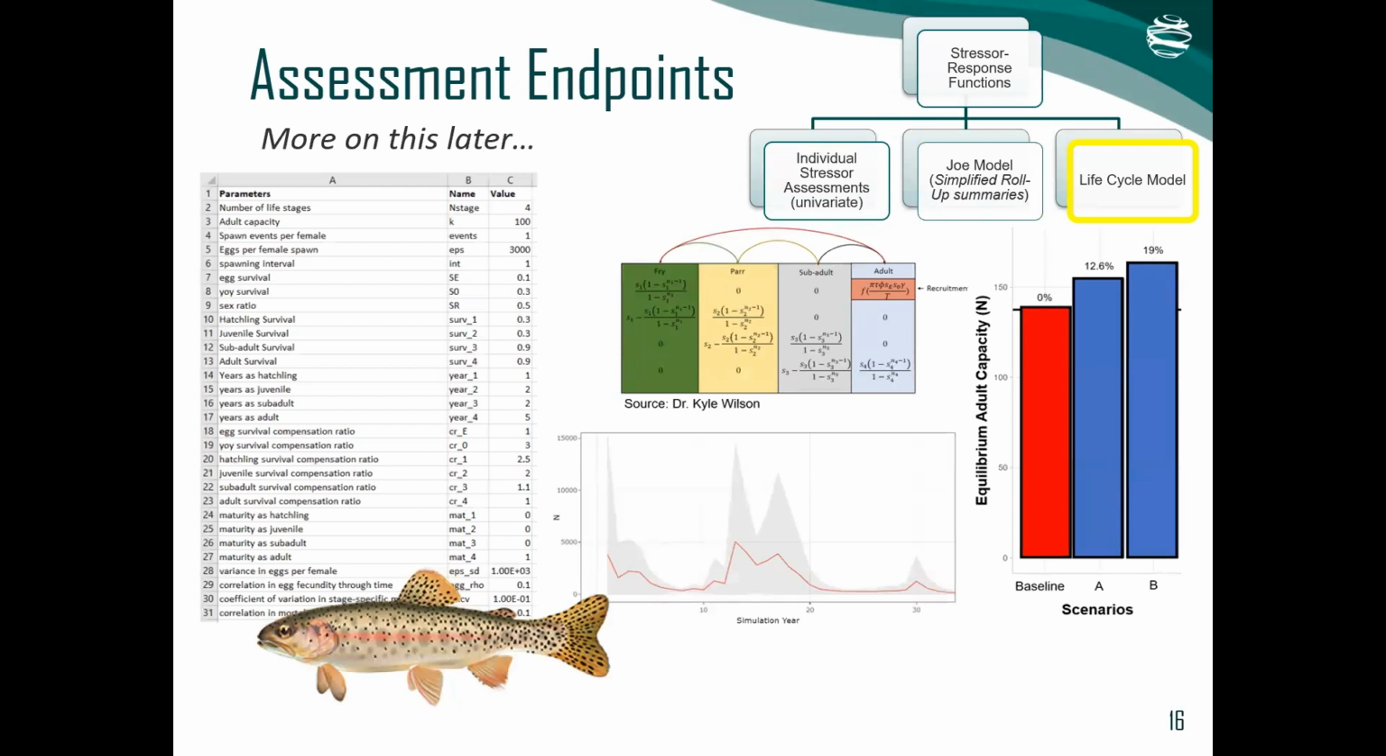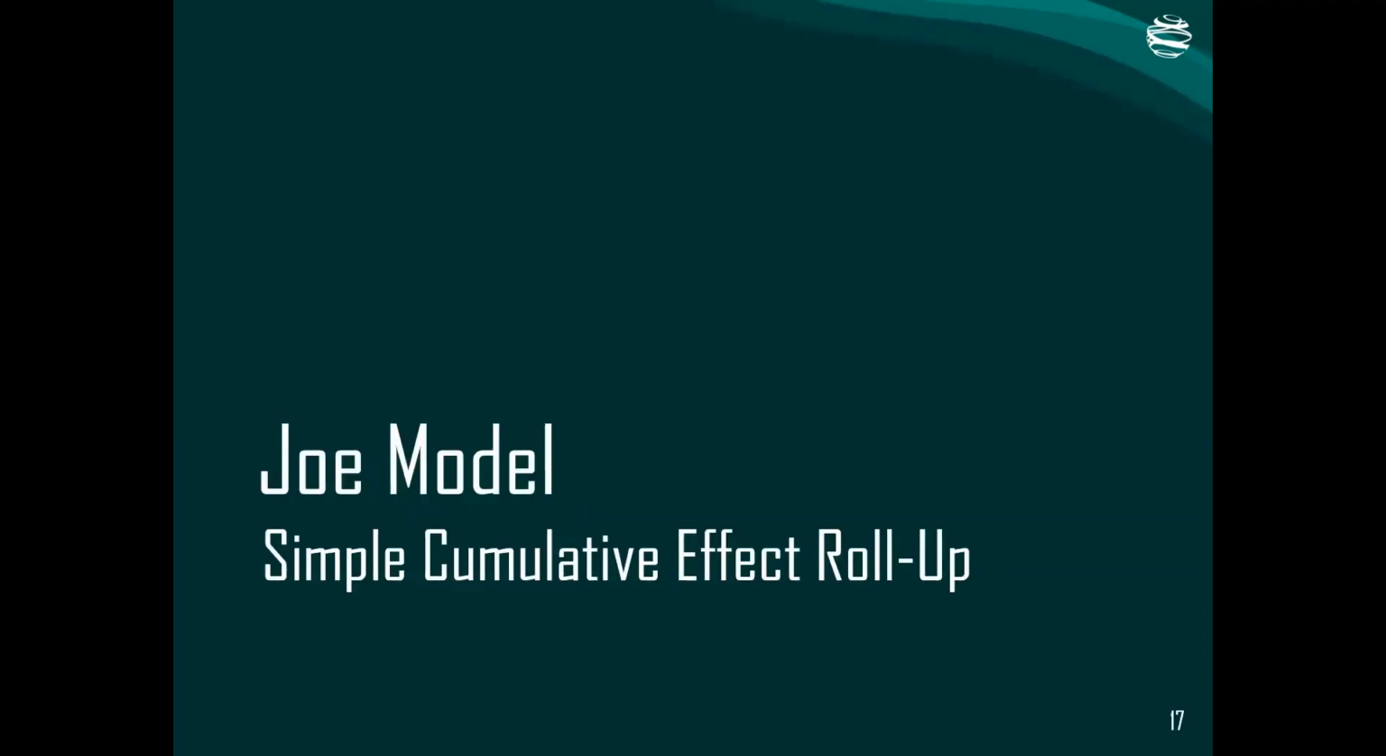Finally, there's the life cycle model, which integrates the stressor magnitude and the stressor response relationships into a stage-structured matrix model to look at components of capacity and productivity for different stressors or scenarios. We'll cover the life cycle model more in another video. So first, we'll just cover the Joe model, which is a simple cumulative effect summary.